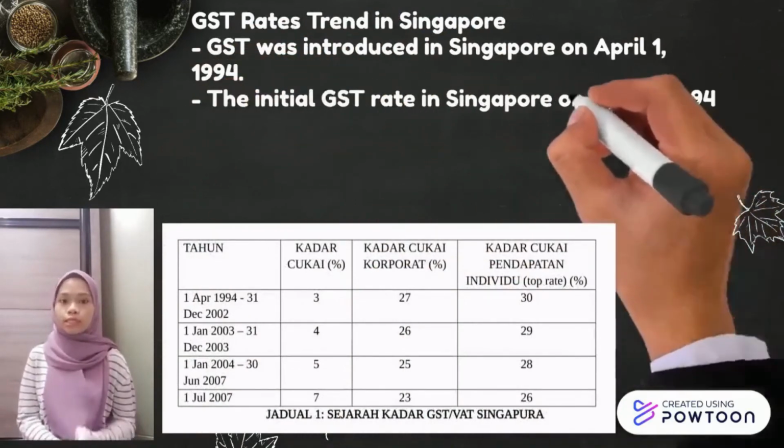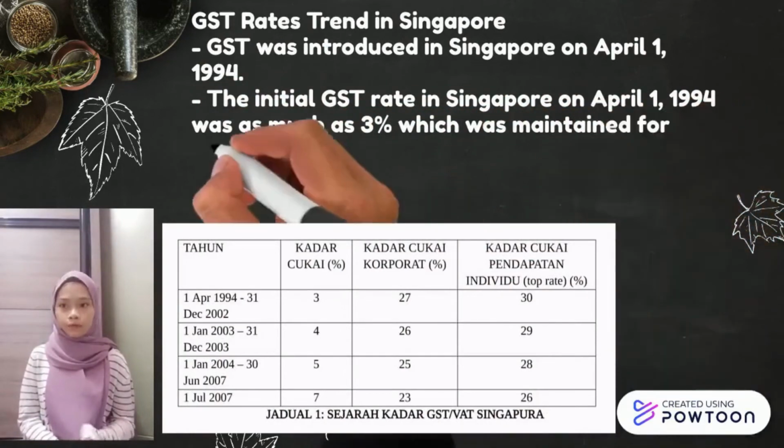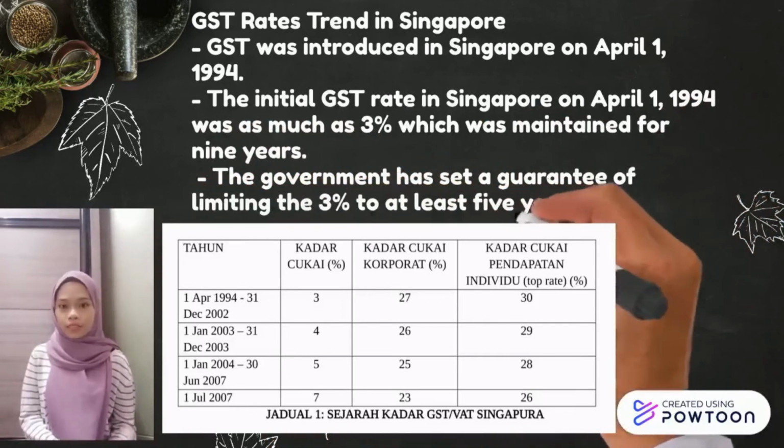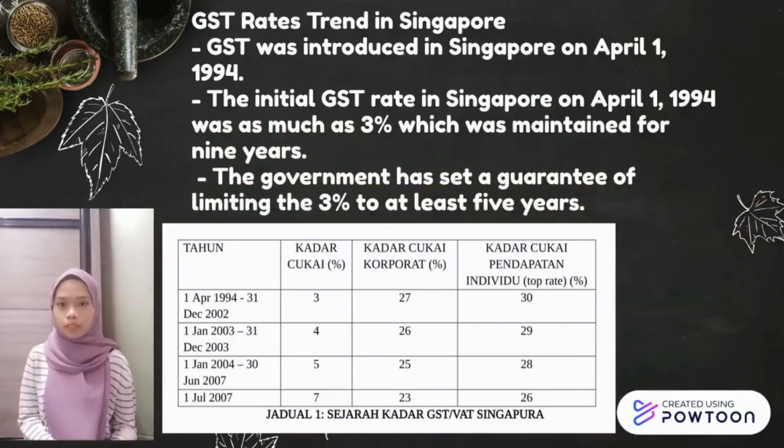Today I will present about the GST rate trend in Singapore and the taxation principle achieved in terms of equity principles. GST was introduced in Singapore on April 1st, 1994. The initial GST rate was 3%, which was maintained for 9 years. This is because the government had set a guarantee of limiting it to 3% for at least 5 years. Based on the schedule, the GST rate gradually increased: 4% in 2003, 5% in 2004, next 7% in 2007, and it remains so to this day.